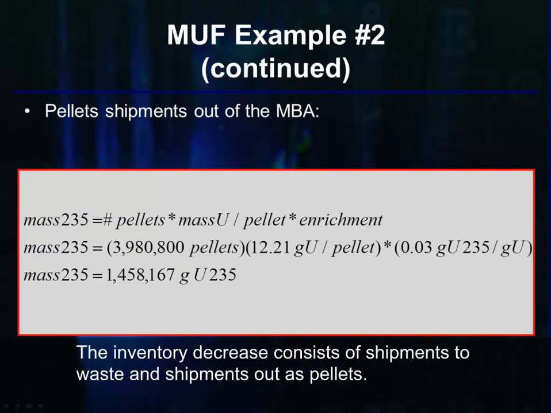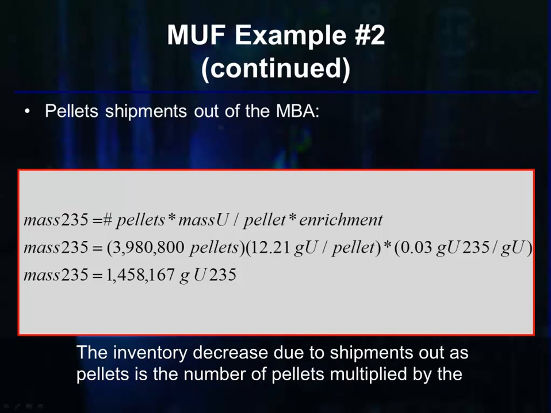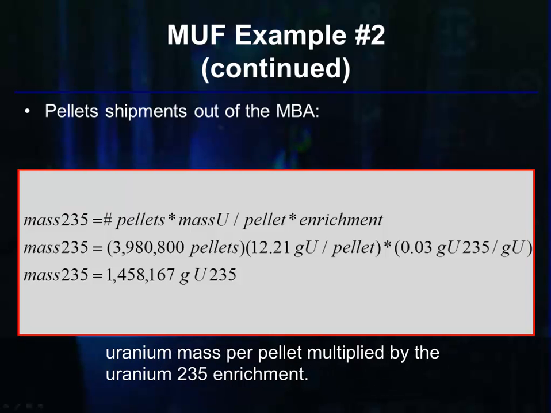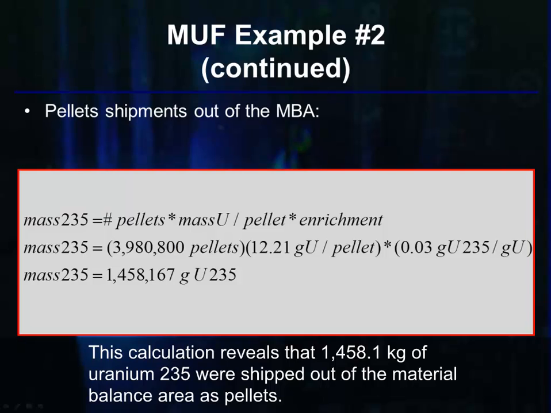The inventory decrease consists of shipments to waste and shipments out as pellets. The inventory decrease due to shipments out as pellets is the number of pellets multiplied by the uranium mass per pellet multiplied by the uranium-235 enrichment. This calculation reveals that 1,458.1 kilograms of uranium-235 were shipped out of the material balance area as pellets.